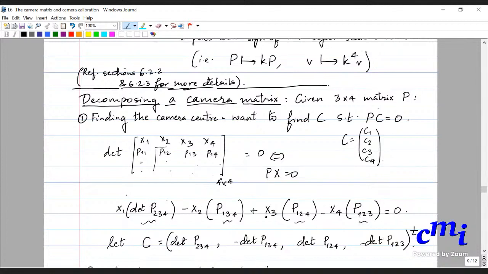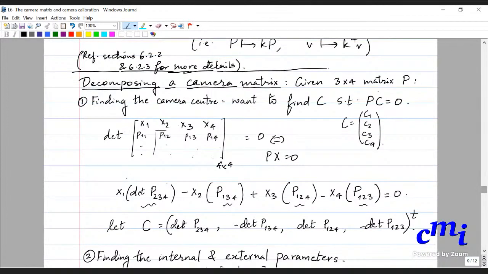So given P, this is how you can calculate it. Remember, what this C had to satisfy is that it would span the null space of P. And what we did by this computation is just find one candidate that spans the null space of P. That's all.